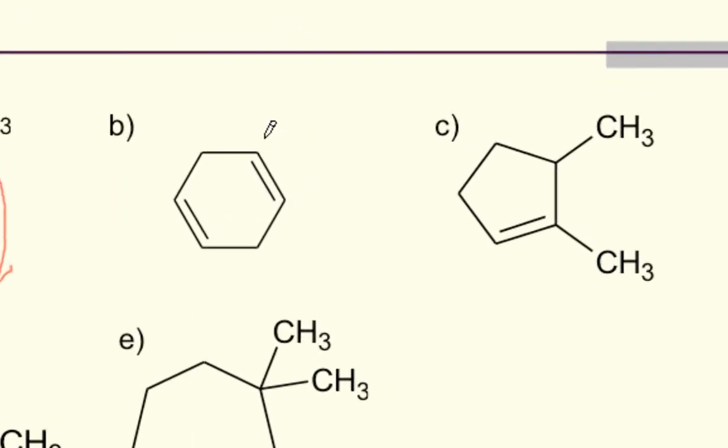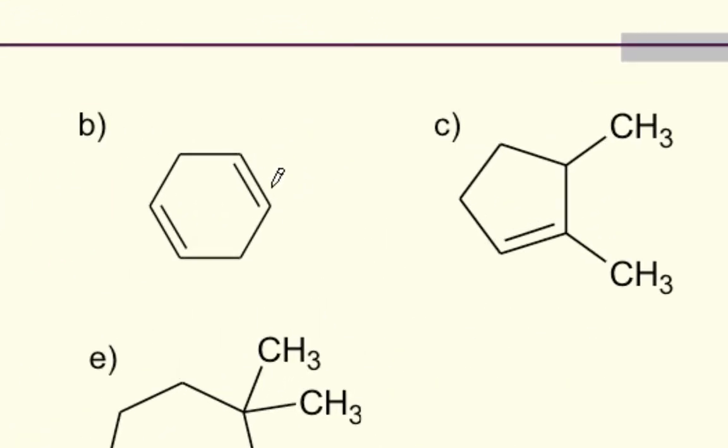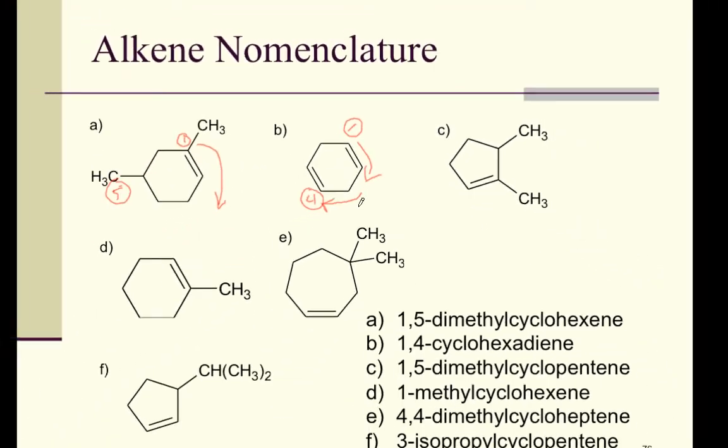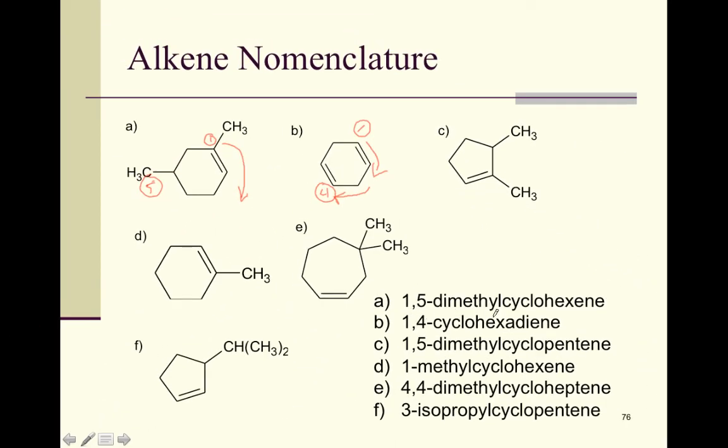Letter B, I have to start at one end of the double bond, and there's so many places I can start here, so let's just go ahead and start here. If I start this as carbon number 1, the other side must be carbon number 2, and once you choose a direction, you have to maintain the direction for the whole molecule, so my next double bond is starting on 4, ends on 5. 1,4-cyclohexadiene.